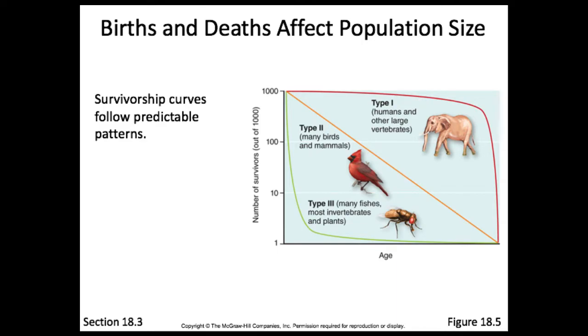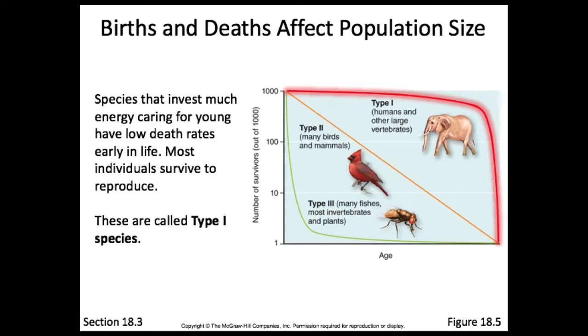Ecologists have figured out that these survivorship curves actually follow predictable patterns. Type 1 species are species that invest much energy into caring for their young, and therefore they have very low death rates early in life. Therefore, most individuals are going to grow up to sexual maturity and be capable of reproduction. Humans and other large vertebrates, such as elephants, are considered type 1 species.